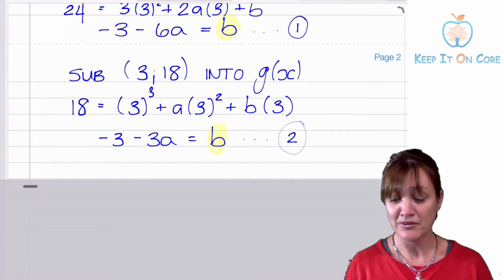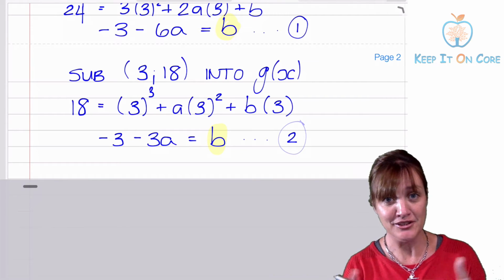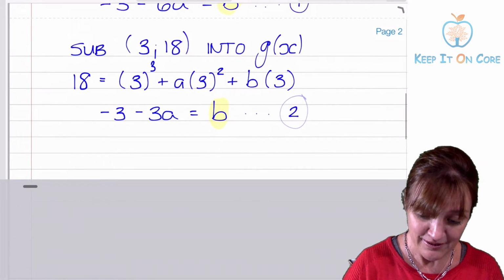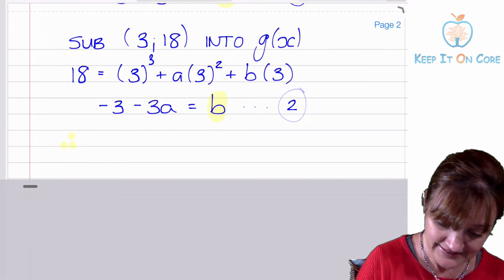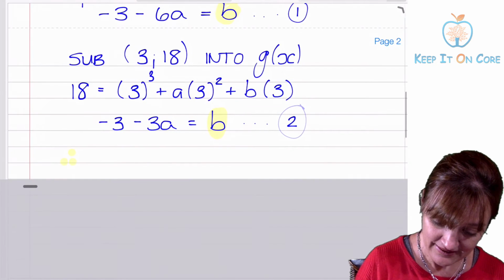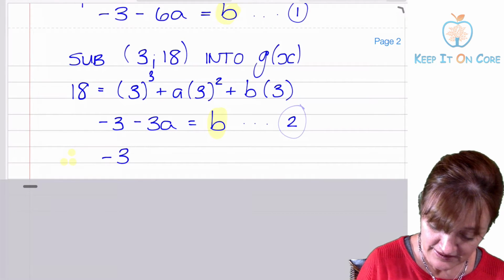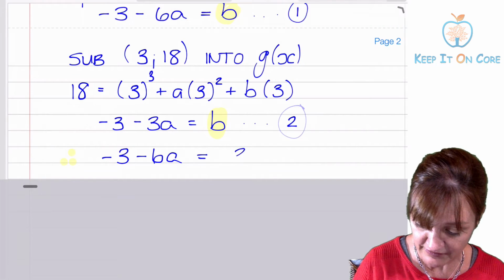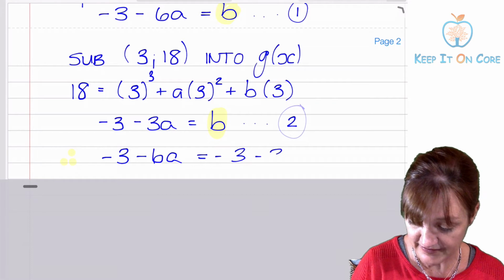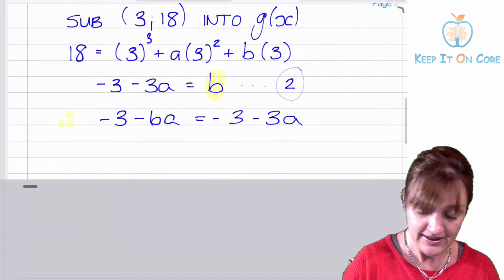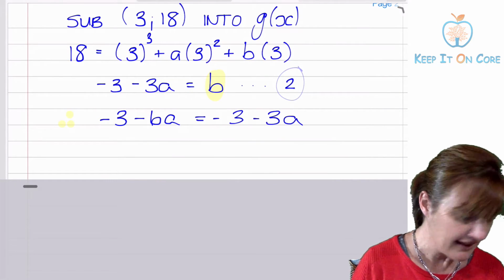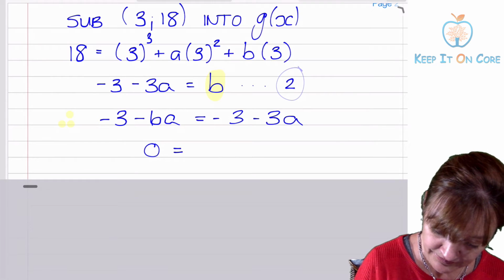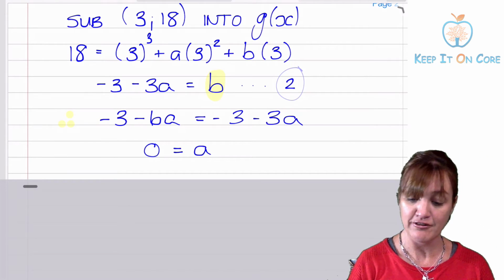And if they're both made equal to b, then I can take each equation and make them equal to each other. So that means I can take my negative 3 minus 6a and let it equal the negative 3 minus 3a. And that lets us solve for a. A ends up equaling 0 as my value for a.